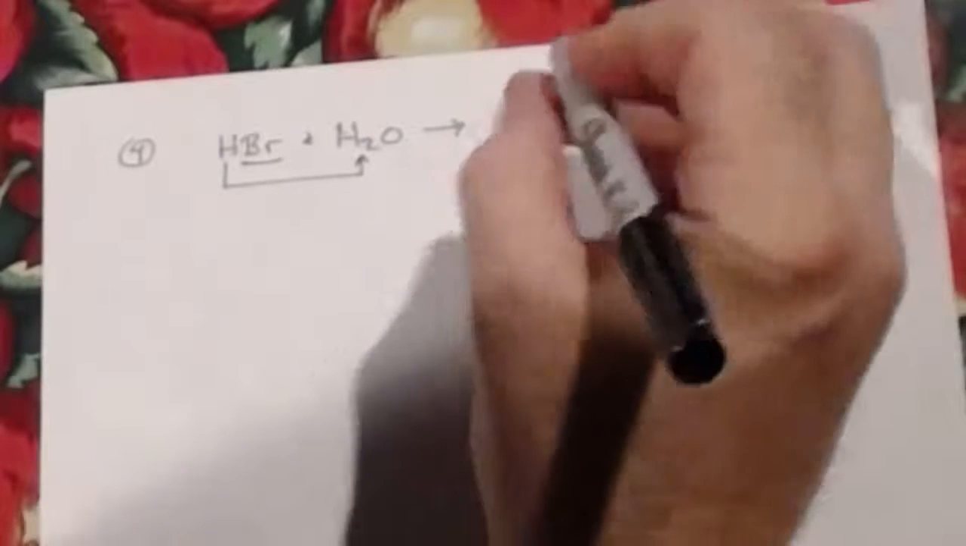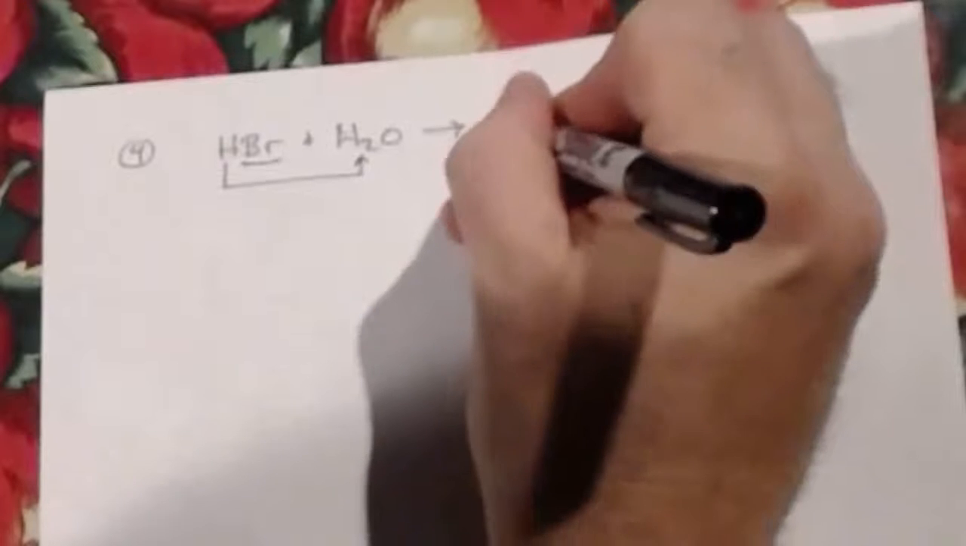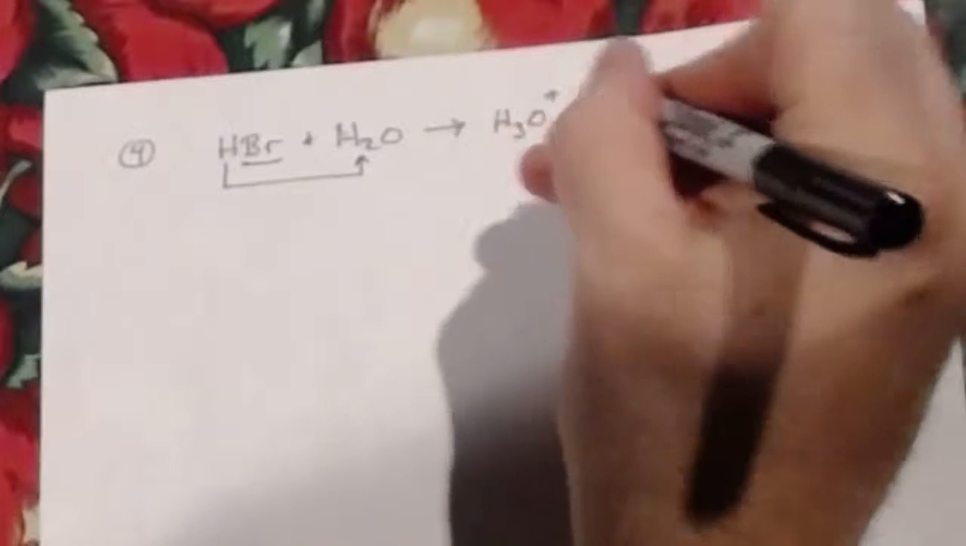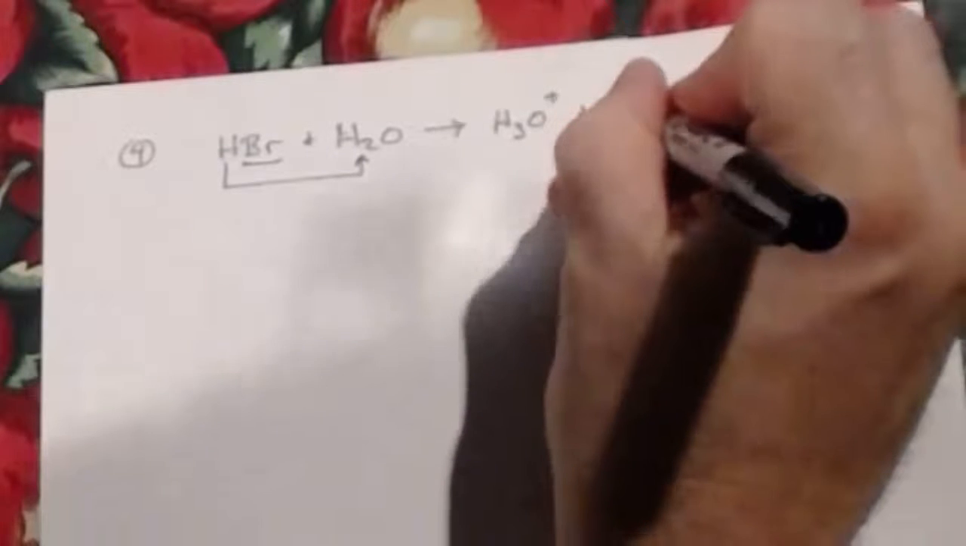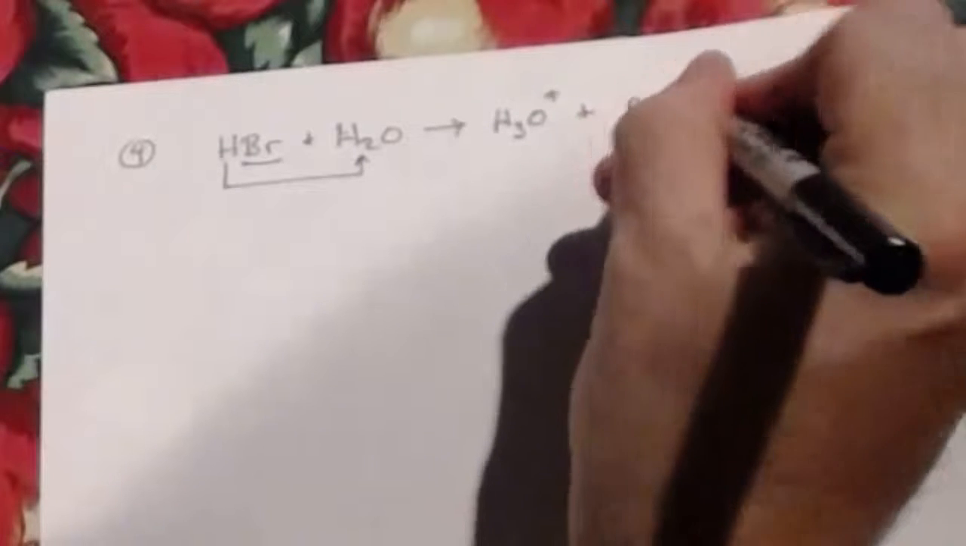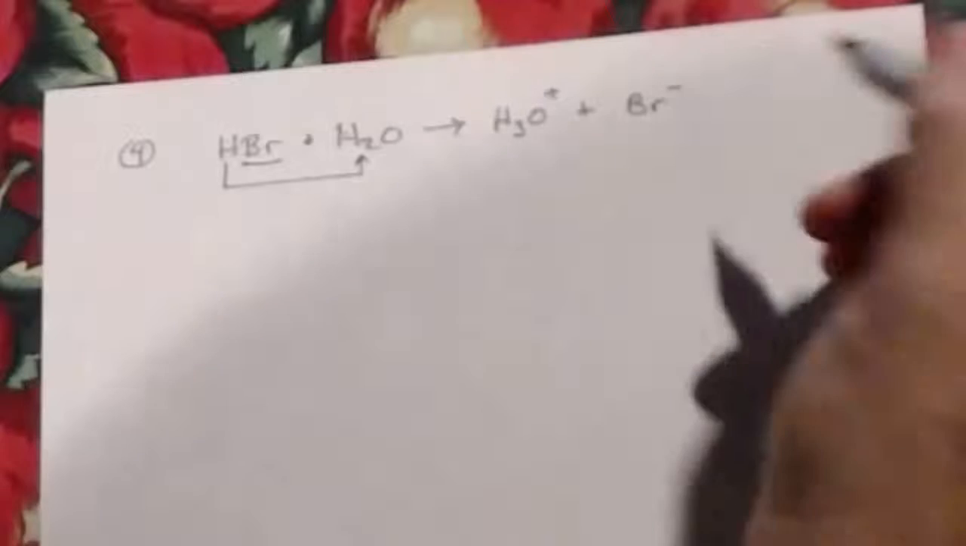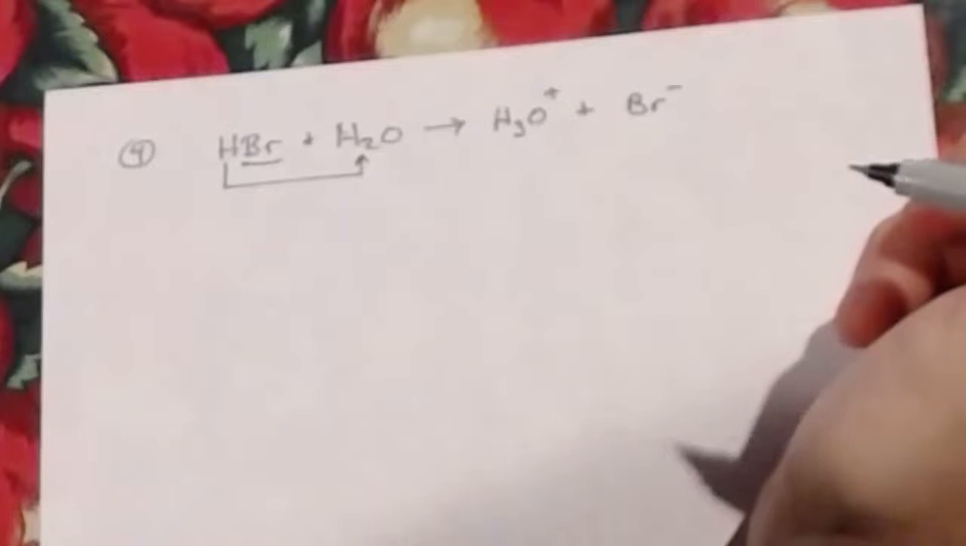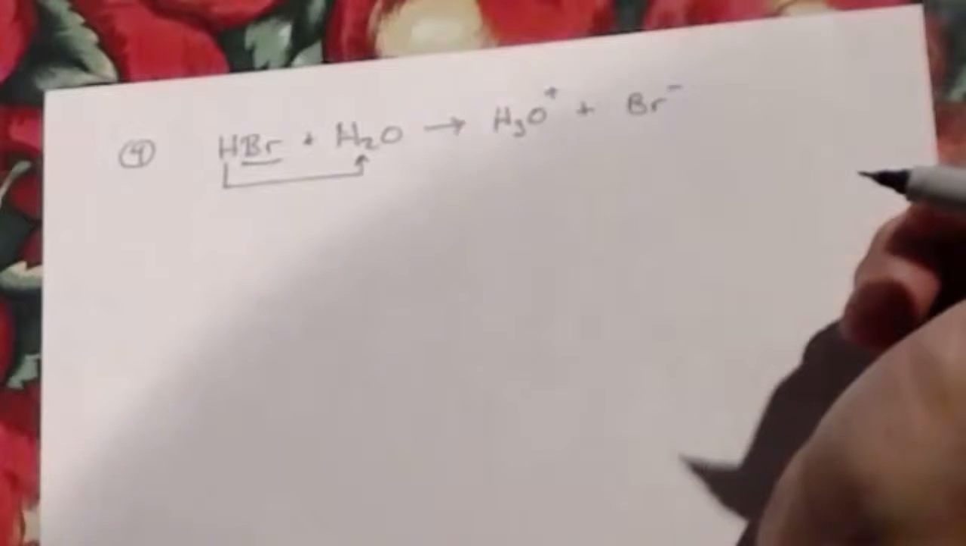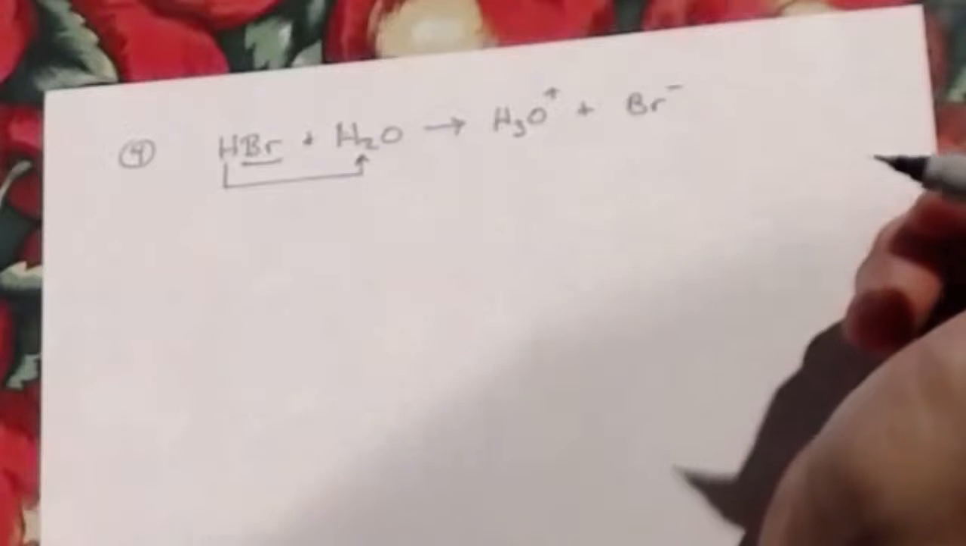So how does an acid and a covalent base react? The acid's going to donate a hydrogen to the base, and then the remainder is going to be left as an ion. So if we add one hydrogen per water molecule, the covalent base, we get an H3O, or hydronium, positive, plus a bromide ion, 1 negative. And that's the answer to number 4.